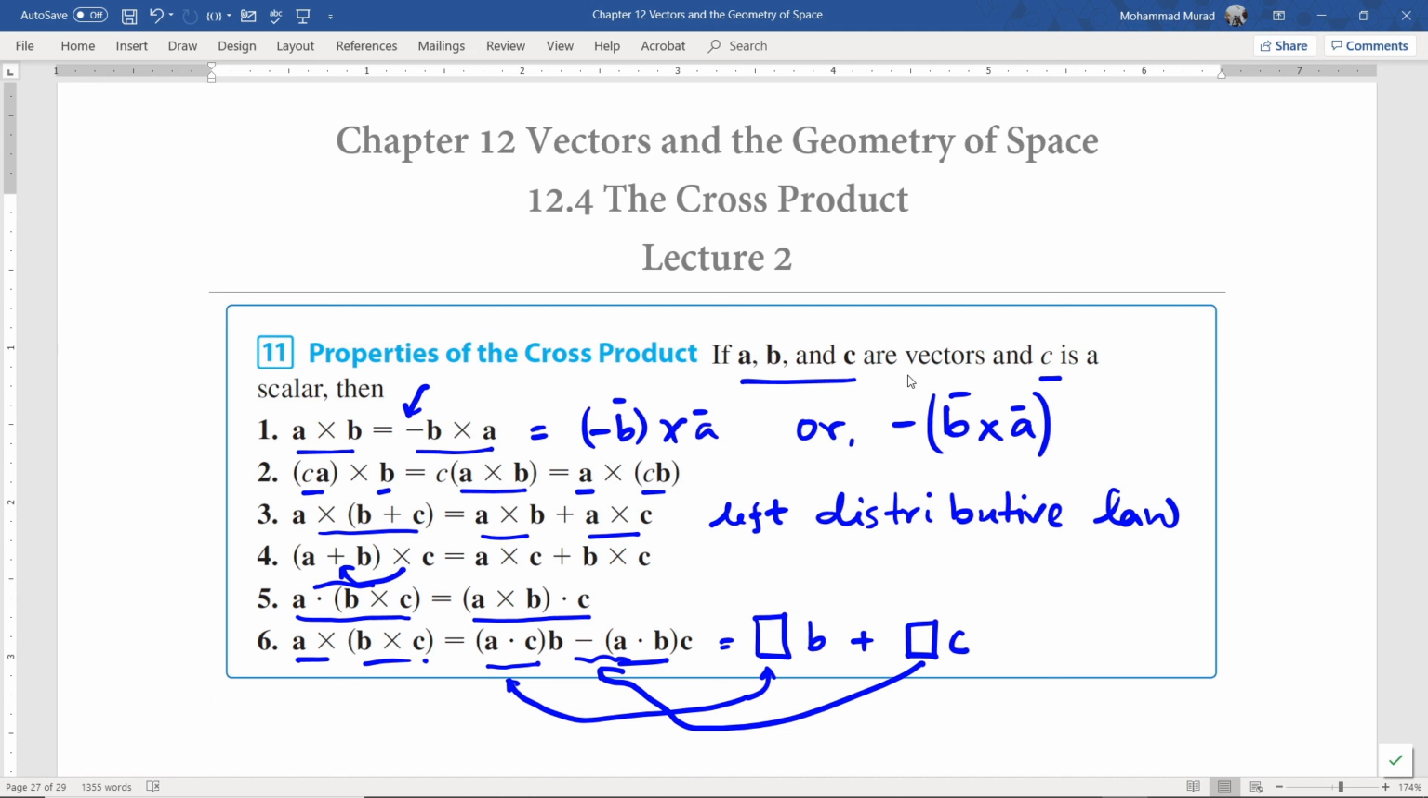Please try to prove these properties with the help of the proof given in the book or notes.